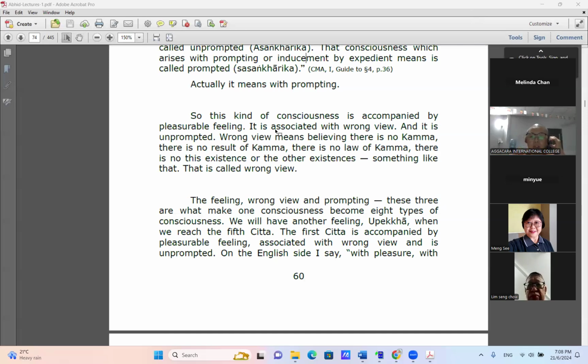Okay, so here, I think this one is clear. Wrong view means believing there is no karma, no result of karma, no law of karma, and no other existence. This means that besides karma, they also do not believe in this life and past life. Some people only want to enjoy this life. After the enjoyment in this life, they don't care about past life or future life. This means they believe that there is only this life. So this is called this one.